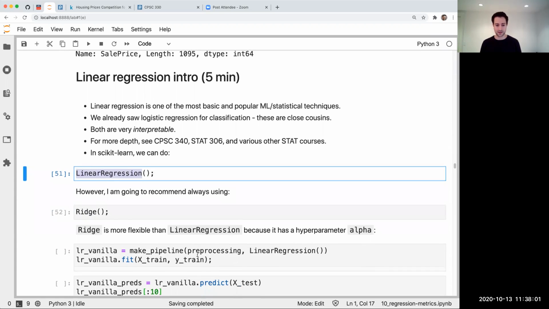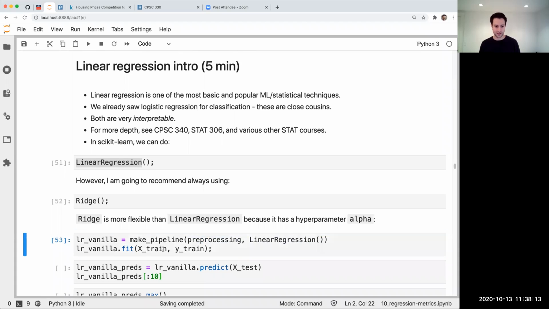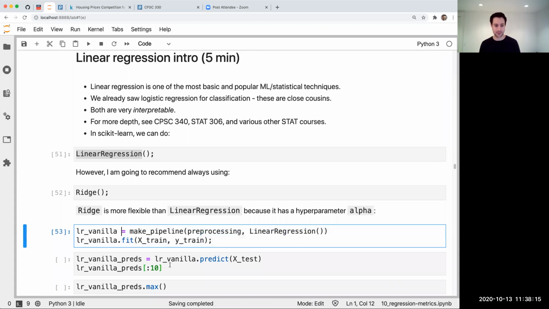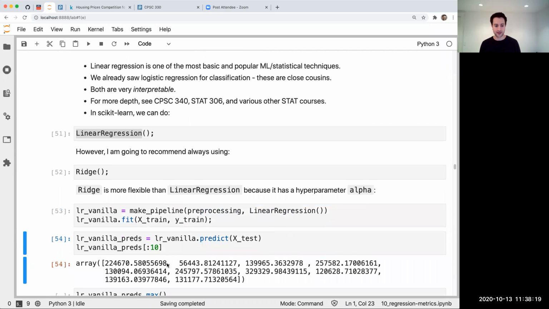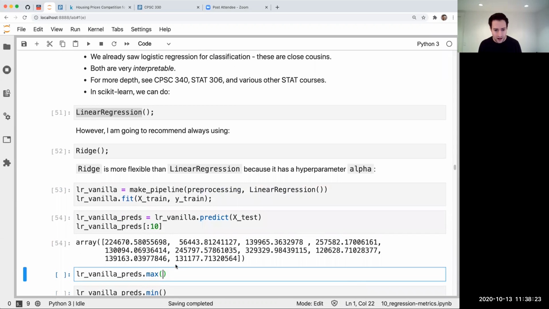So I'm going to make a pipeline that has our pre-processing from before, with all that scaling and one-hot encoding and everything. And then I'm going to put a linear regression on top of it. I'm going to fit it on the training set, and I'm going to make some predictions. Okay, that looks fine.